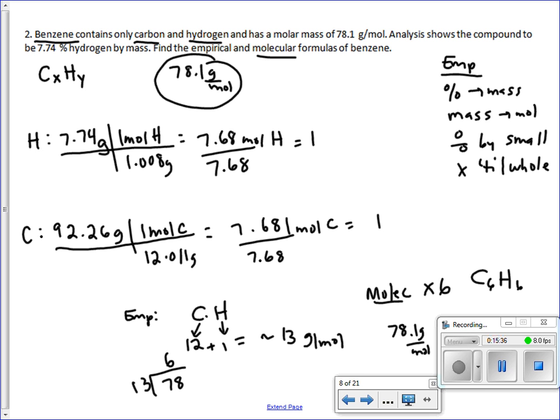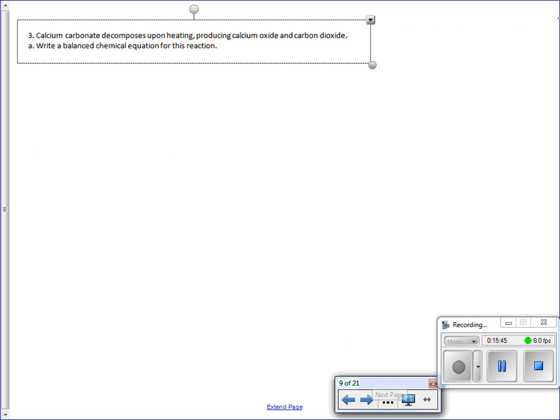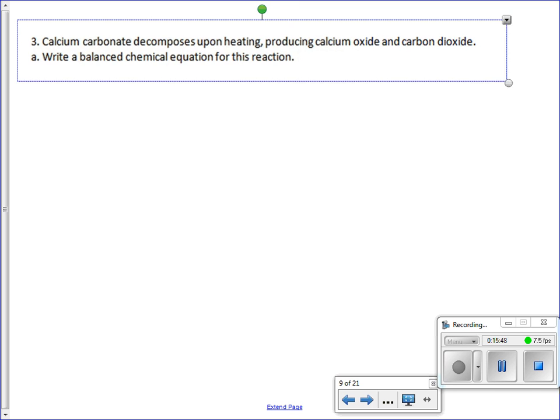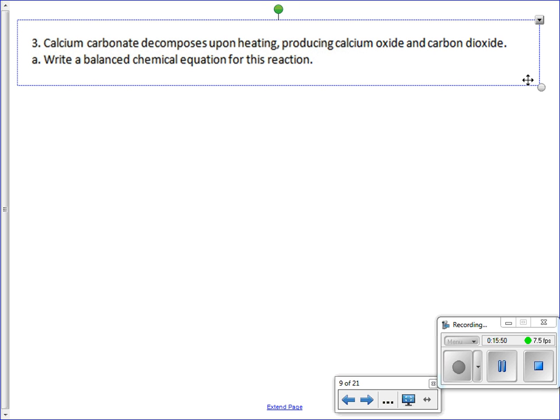Okay. One last problem that I'll do in this video, and then we'll move on to the next bit. Okay, you have a problem here. Calcium carbonate decomposes upon heating, producing calcium oxide and carbon dioxide. The first part is to, of course, always write a balanced chemical equation.